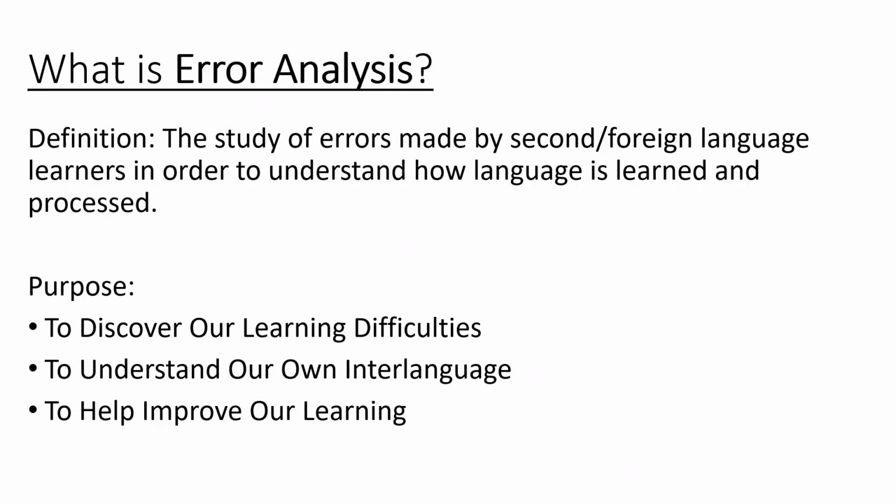The second is to understand our own interlanguage. Interlanguage is the personal system of rules we create while learning English. So it's a mix of our first language rules, English rules, and new trial and error strategies. For example, saying "I am agree" means we are still figuring out how "agree" works in English compared to our first language.